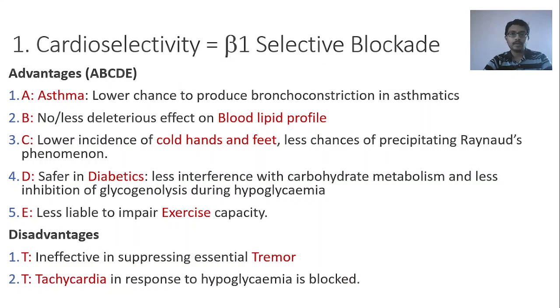The body has developed certain mechanisms to warn the person if there is hypoglycemia. Between hypoglycemia and hyperglycemia, hypoglycemia is always more dangerous. So the body has developed certain mechanisms to warn the body if there is hypoglycemia. One of the warning mechanisms is tachycardia. That tachycardia is mediated by beta 1 receptors.